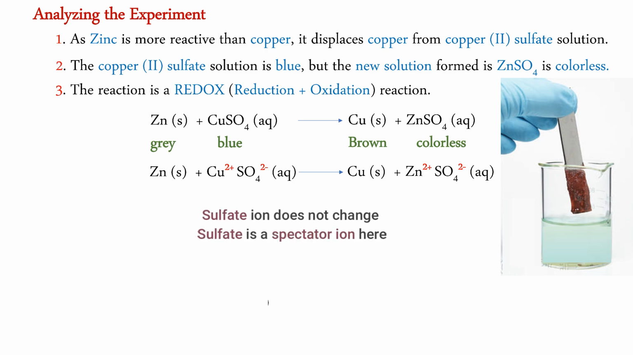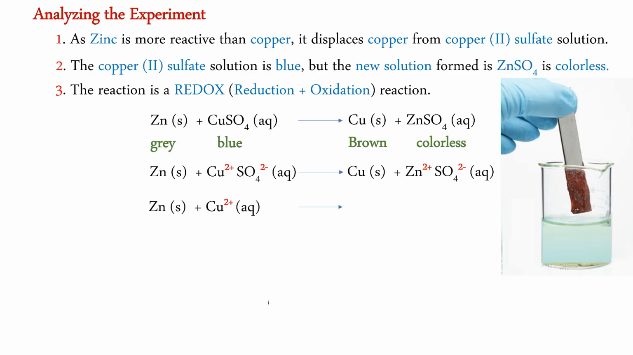Certainly this is sulfate. This sulfate doesn't change in the equation. We call this sulfate ion a spectator ion here. And we're going to write the equation again without sulfate. So we get zinc plus copper ion gives copper plus zinc ion. This is called an ionic equation, and this is also a redox reaction which consists of both oxidation and reduction.